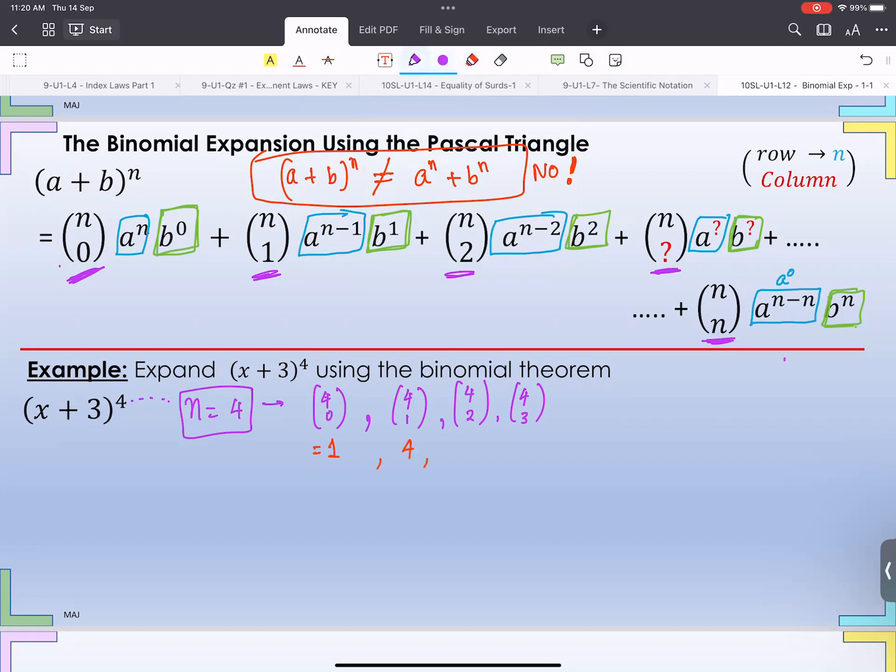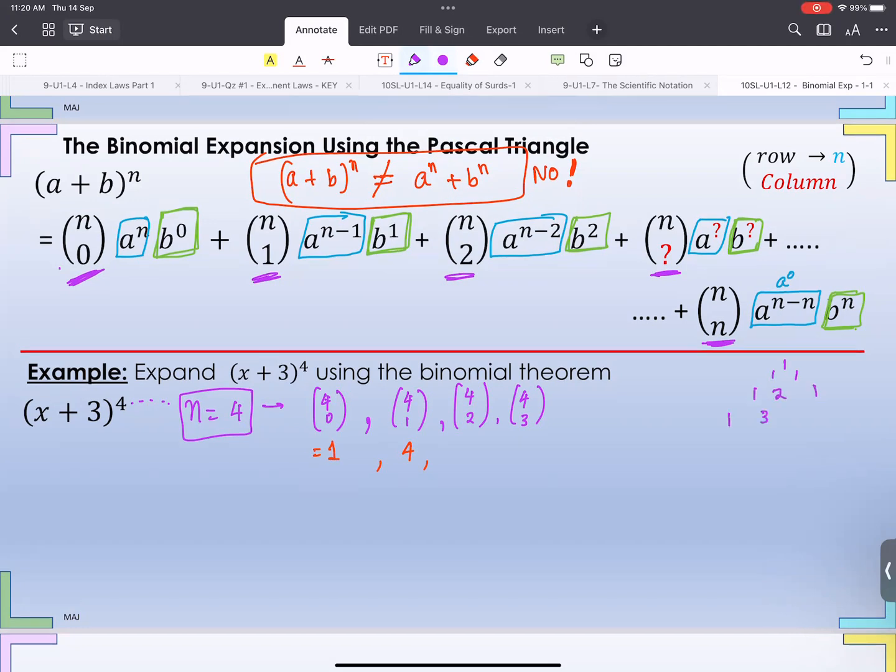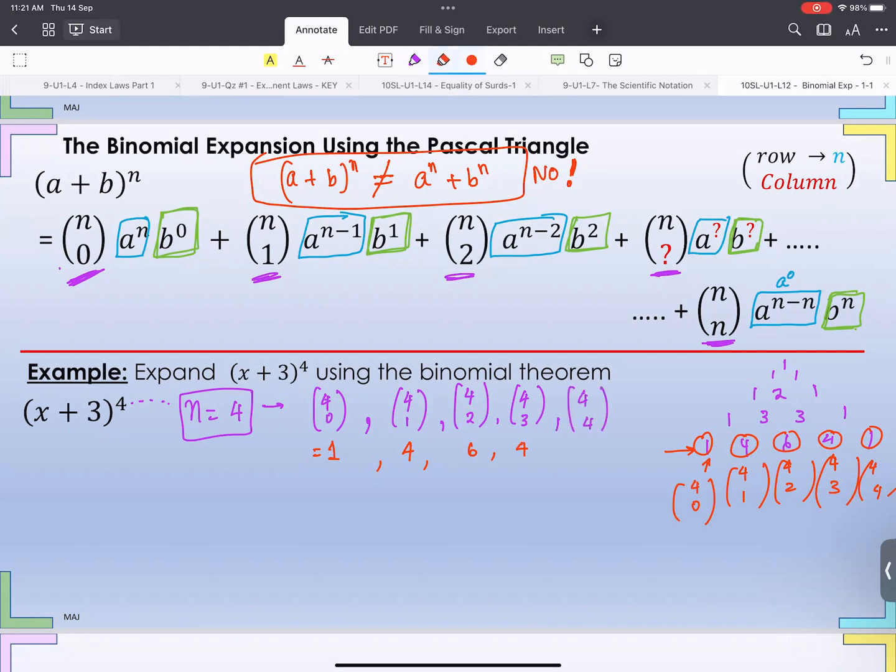I'm getting this from Pascal's triangle. 1, 1, 1, 1, 2, 1, 1, 3, 3, 1, 1, 4, 6, 4, 1, and so on and so forth. This is the fourth row. So this is 4 choose 0, 4 choose 1, 4 choose 2, 4 choose 3, 4 choose 4. Those are the values that we're going to pick out: 1, 4, 6, 4, and finally we end with 4 choose 4, which is equal to 1.